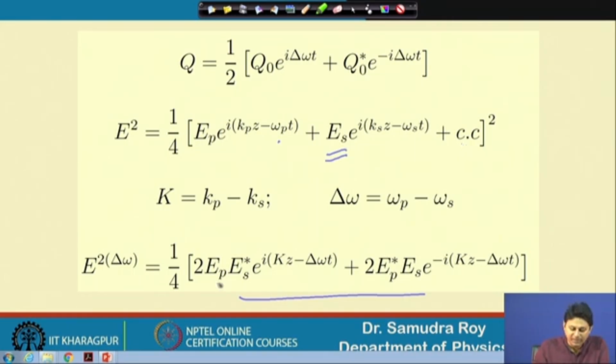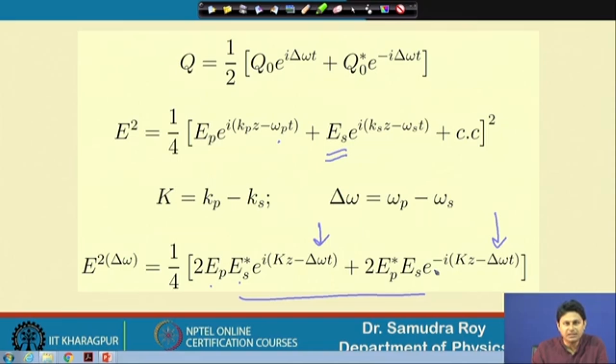So, that means E p multiplied by E s star should have a frequency component delta omega like this, and also the complex conjugate of this term should be there, and if I make the complex conjugate of this, we will have a delta omega term again here, but with a negative sign. You can see a negative sign is sitting here. So, I will have a plus delta omega term. This is nothing but the complex conjugate of whatever term we have here.